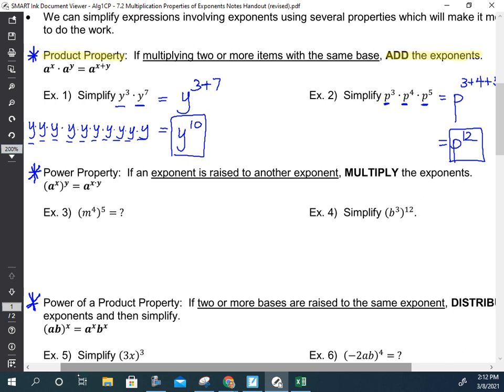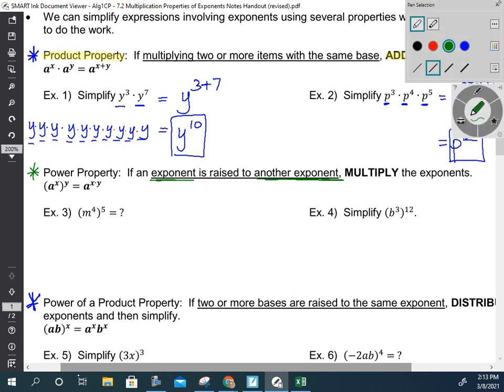All right, property number 2, which we'll do with green. It's called the power property. If an exponent is raised to another exponent, you multiply the exponents. So we break out my little highlighter here. Power property. You're going to multiply the exponents.